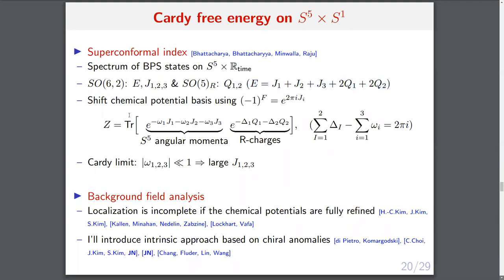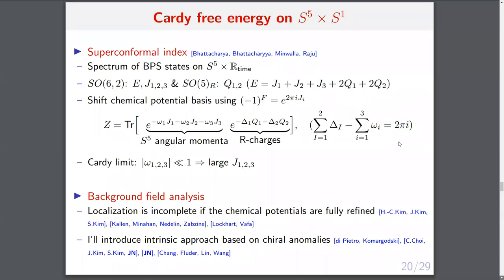We're going to define the superconformal index in a slightly modified basis, which I'm going to explain now. First, we take a trace over the Hilbert space with chemical potential insertions. We first insert the S5 angular momentum factors J1, J2, J3, which are conjugate to the chemical potentials omega 1, omega 2, and omega 3. Then we insert the R-charge factors Q1 and Q2, which are conjugate to delta 1 and delta 2. In order to preserve the supersymmetries, these chemical potentials should satisfy this linear relation: the sum over delta minus the sum over omega is 2 pi i.